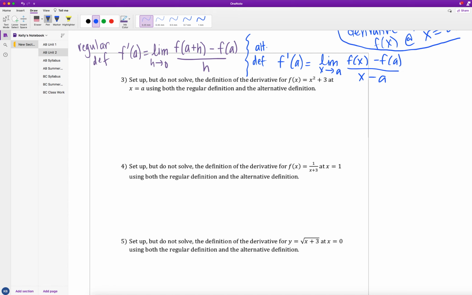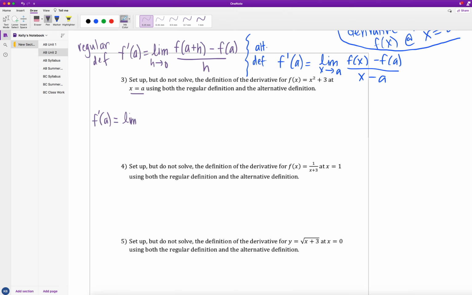So what we're going to do is set up both the regular and the alternative for each one of these examples, but we are not going to solve them out from there. So for our first example, in example 3, f of x is equal to x squared plus 3, and we're evaluating this definition at x equals a. So on the left-hand side here, let's set up the regular definition. Why don't you guys pause the video and practice setting up that regular definition on your own first, and then we'll check it together.